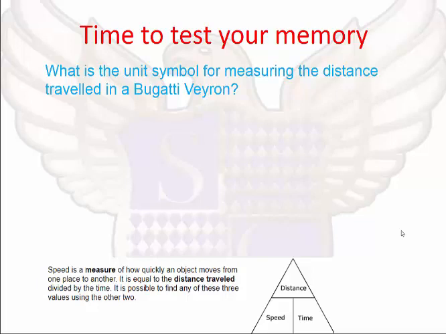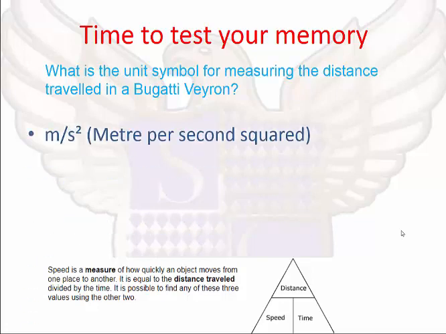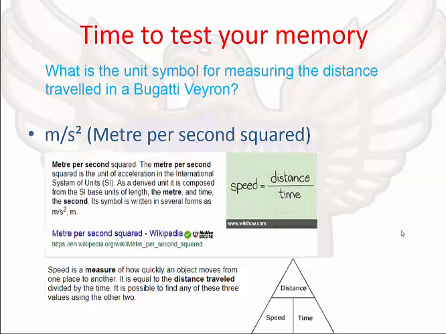What is the unit symbol for measuring the distance travelled in a Bugatti Veyron? Now, it was getting to that point in time, it was very late, I was tired. To keep myself amused, I put a Bugatti Veyron. Meters per second squared. And our formula triangle lets you work out how we work out distance travelled. So to work out a distance, it's speed multiplied by time. Okay, so make sure you take a note of the formulas, which is very important.